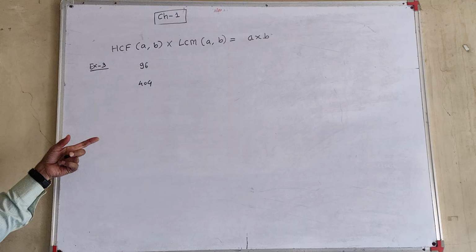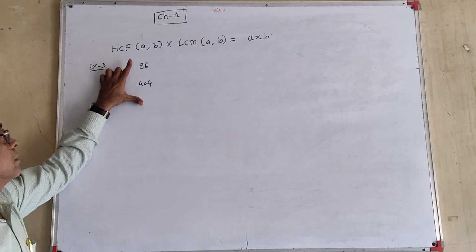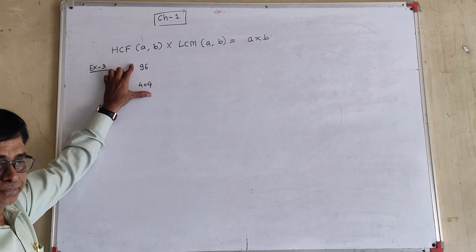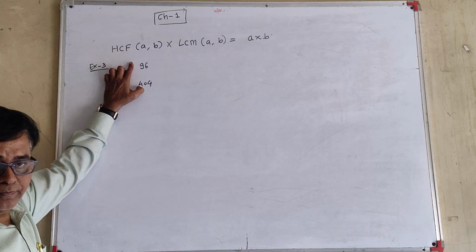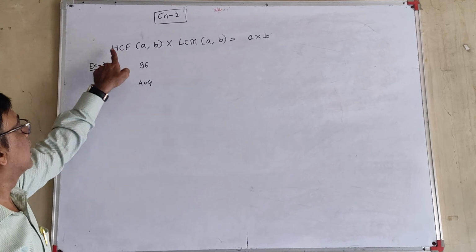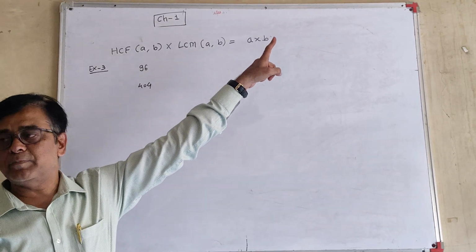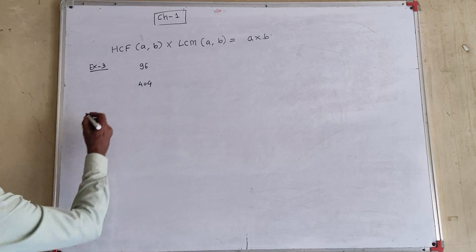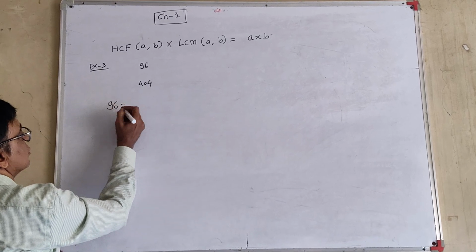Hence find their LCM. That means first of all I will factorize these two numbers. I will find the HCF, then with the help of the HCF and with the help of this formula I will find the LCM. So first of all, I will factorize the two numbers.